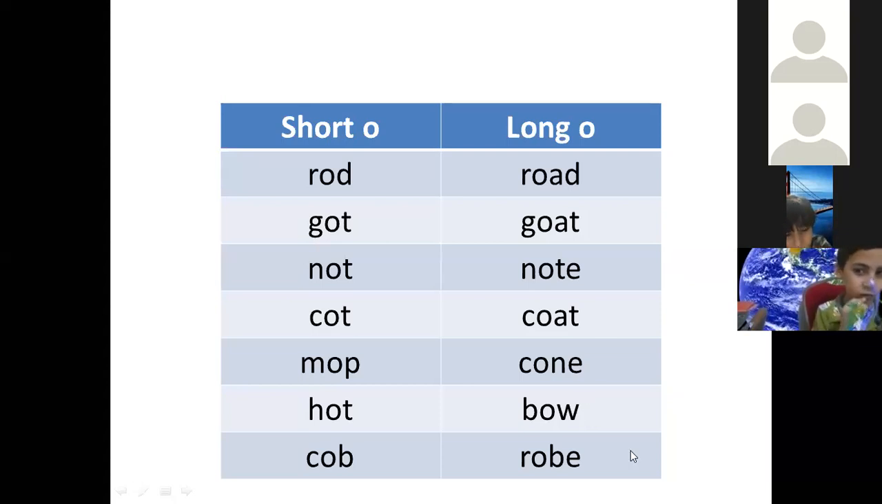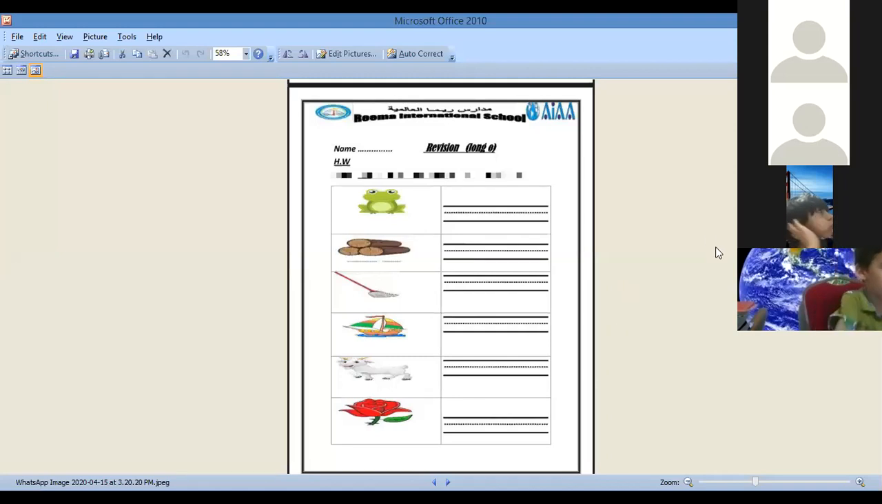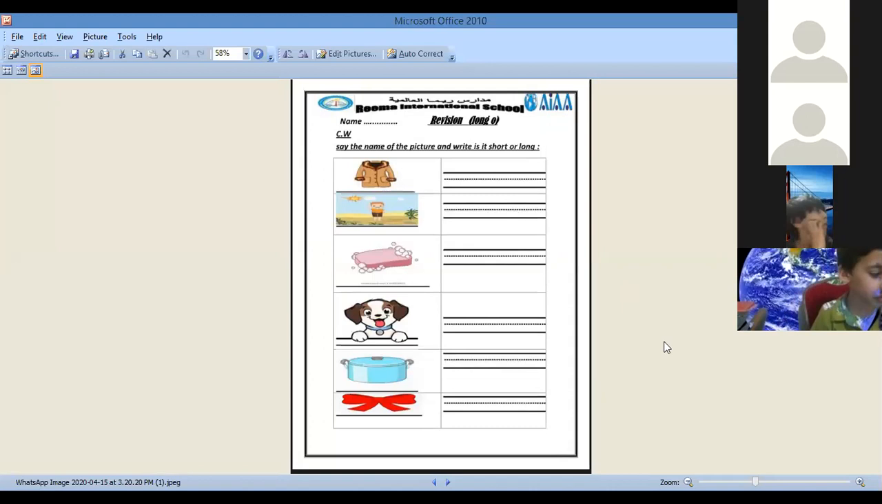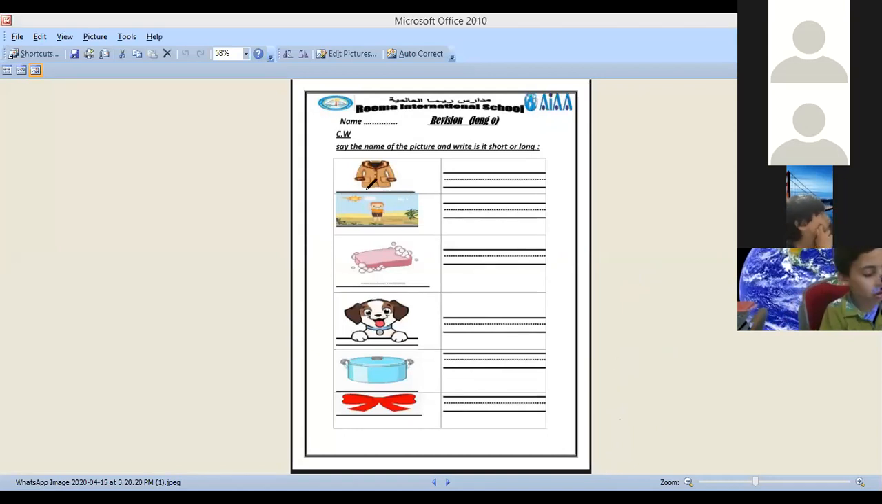Now, all of you ready to go to our classwork sheet? Do you have it? Okay, so here I will share my sheet and you will follow me. Okay, not this, the other one. Do all of you have this sheet with you? Can you see it? Yes. Okay, so now you want to start answering this sheet. Say the name of the picture and write, is it short or long?